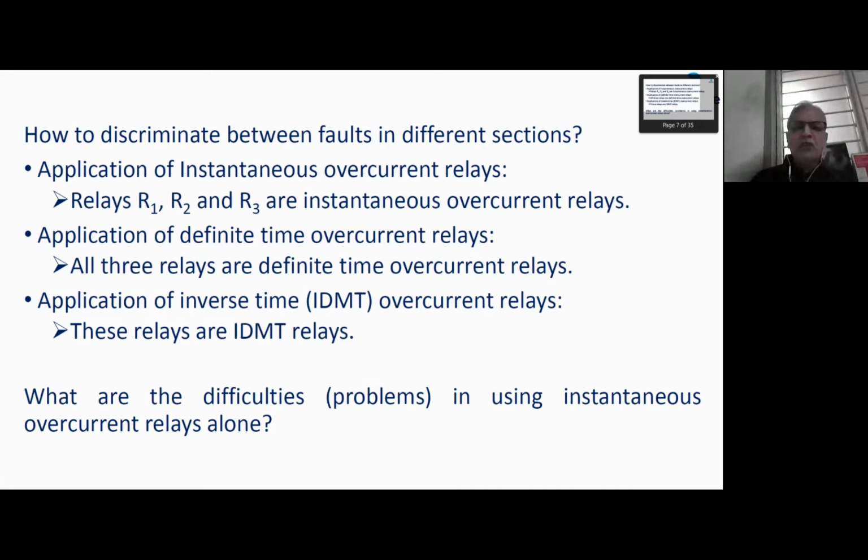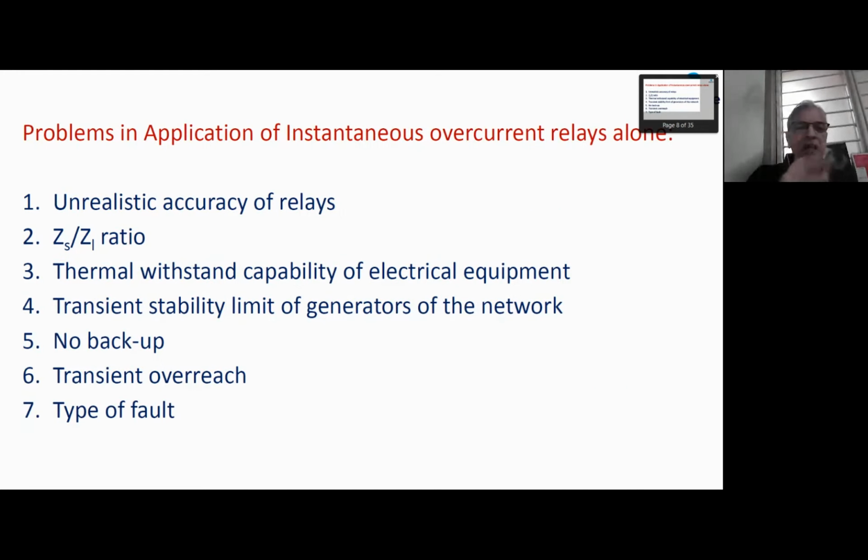Now, if we use instantaneous overcurrent relays, what are the difficulties? So basic 7 difficulties are there. Unrealistic accuracy of relays, right? First difficulty is this: relays have to be reliable. They need not be accurate. Accuracy is not the main requirement of protective relays. Reliability. I do not mean that the relays may be badly accurate or inaccurate, but the accuracy standard up to 5% or even in certain cases up to 10% are allowed.